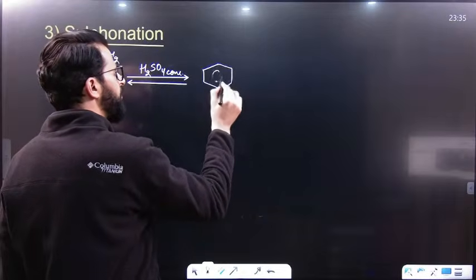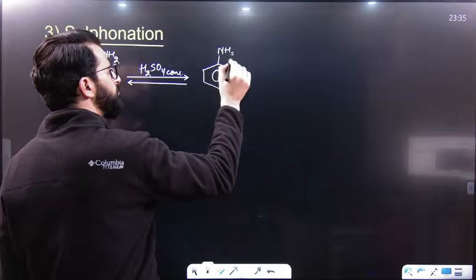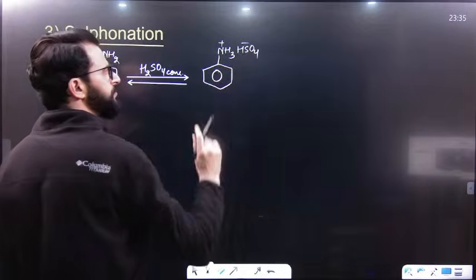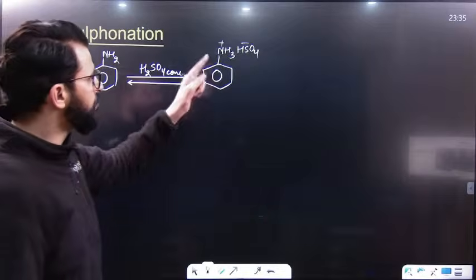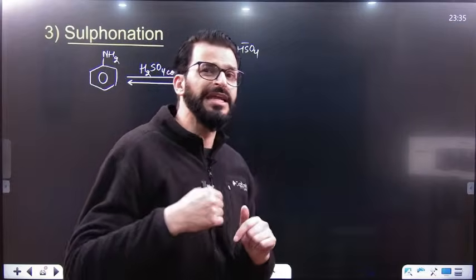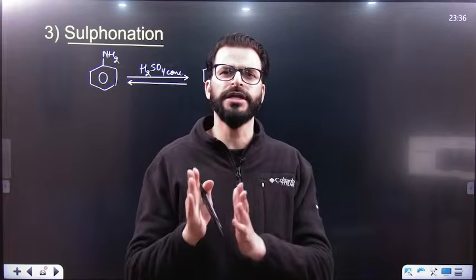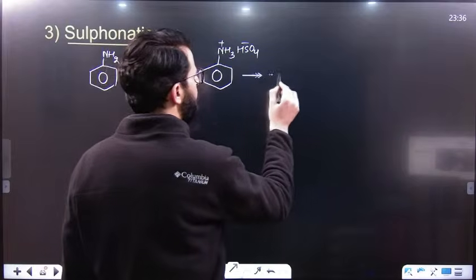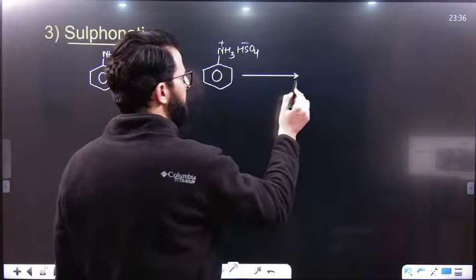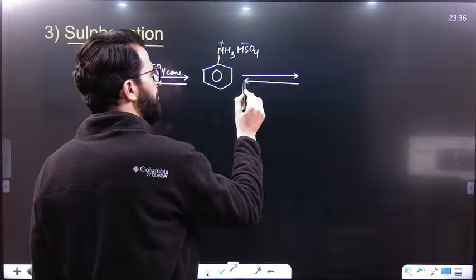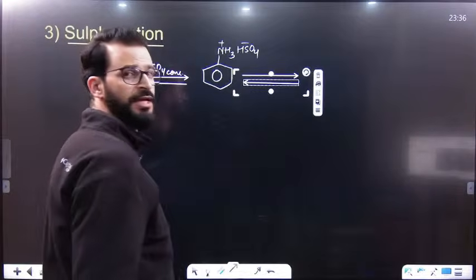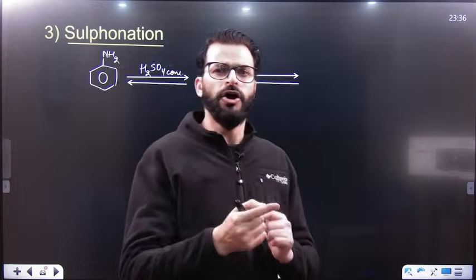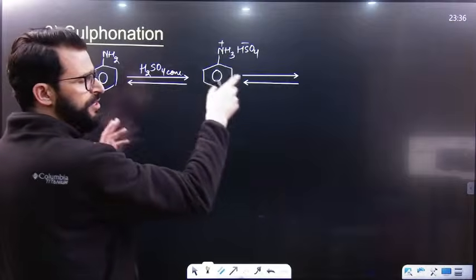First of all, it will result in the formation of NH3 positive and HSO4 minus or OSO3H minus. That means once again an anilinium ion is formed. When anilinium ion is formed, meta product can also be formed. Yes or no? Meta product can be formed, ortho product can be formed, para product can be formed, but our para product is more stable.